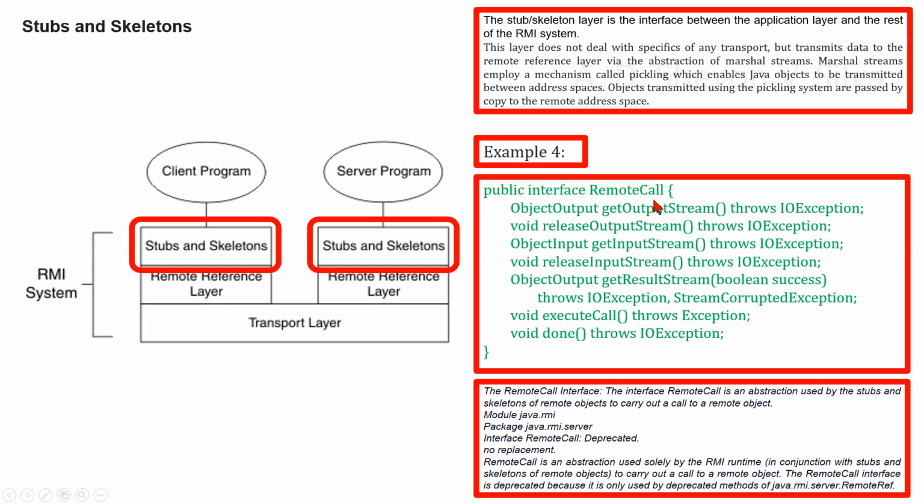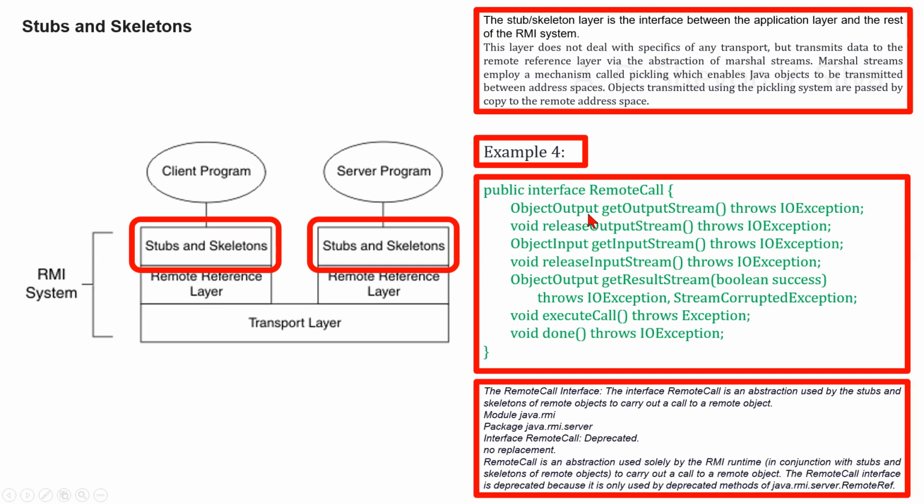Note, the RemoteCall interface is deprecated as of the Java 2 SDK Standard Edition version 1.2, and the 1.2 stub protocol does not make use of the interface anymore. As of Java 2 SDK Standard Edition version 1.2, stubs now use the new invoke method, which does not require RemoteCall as a parameter. The method getOutputStream returns the output stream into which either the stub marshals arguments or the skeleton marshals results.